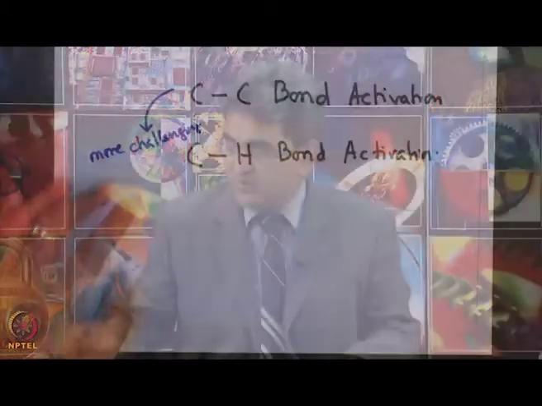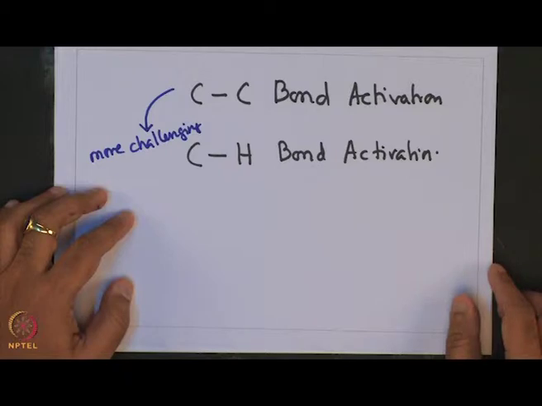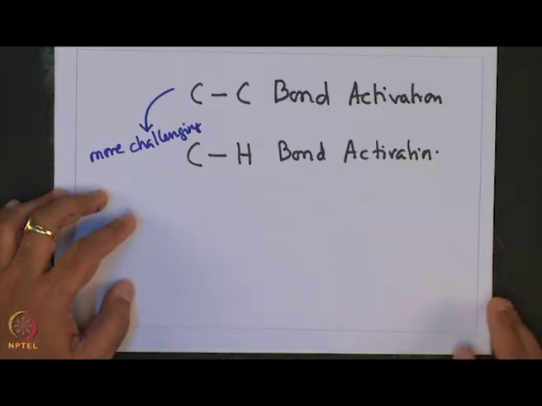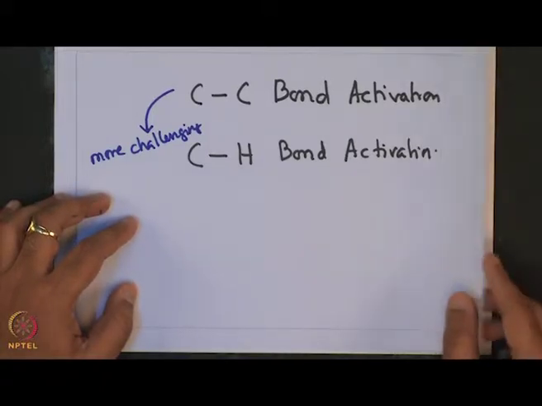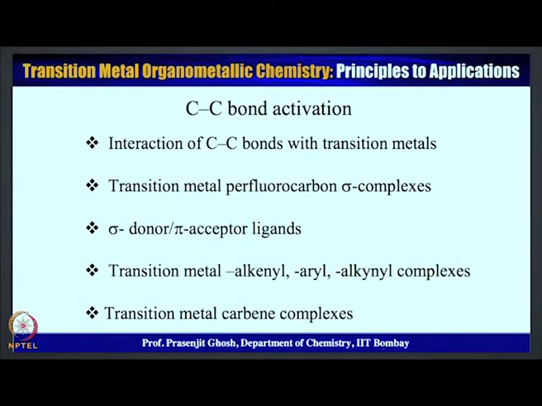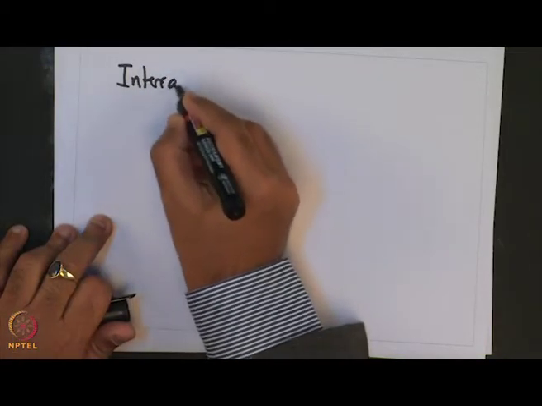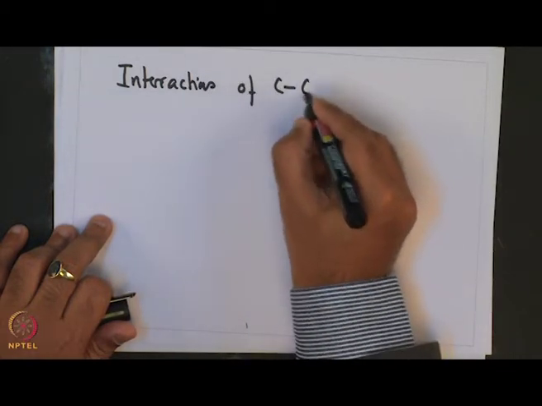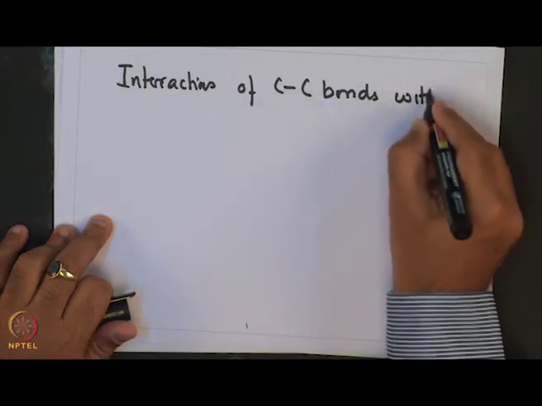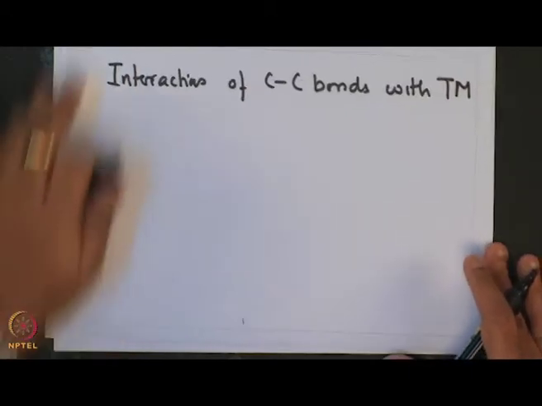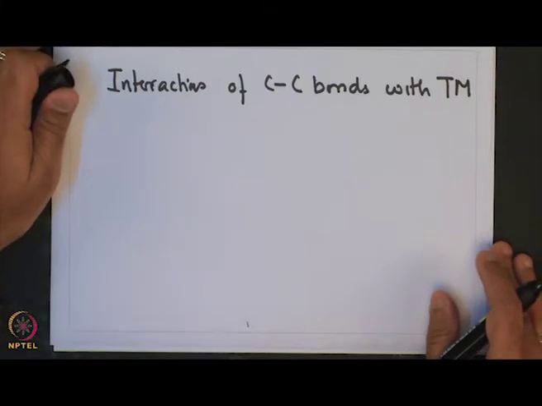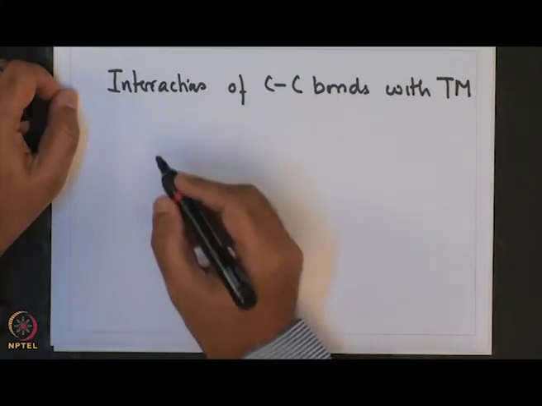Now, with this understanding in place, we are going to look at something more interesting and more challenging, which is C-C bond activation. To understand C-C bond activation, we are going to look at the following topics. Particularly, we are going to review C-C bond activation from the perspective of interaction of C-C bonds with transition metals. Also, we are going to look at C-C bond activation from the perspective of transition metal perfluorocarbon sigma complexes.